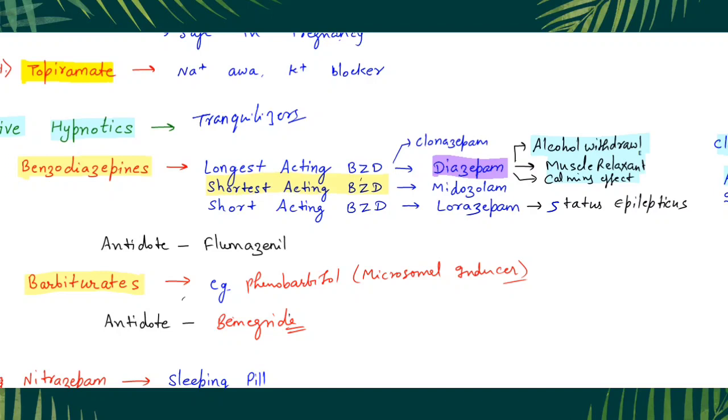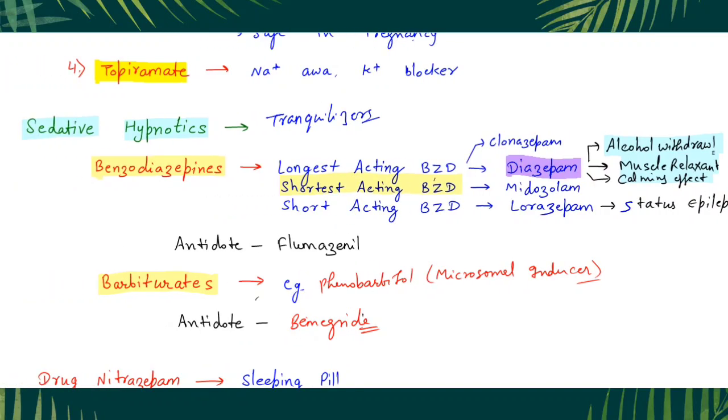So remember, the benzodiazepines and barbiturates also act as anti-epileptic drugs. Now, what is the antidote for the benzodiazepines? Flumazenil. Very good.